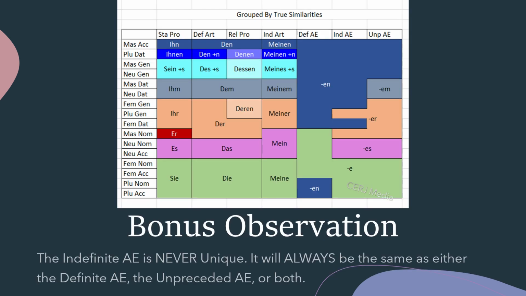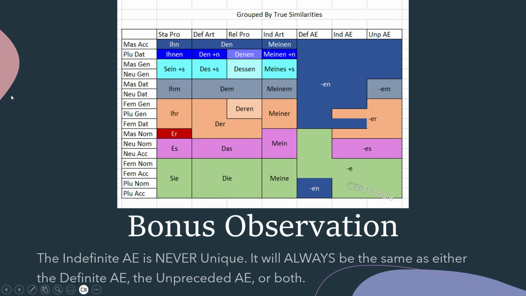Now, bonus observation. If you haven't noticed, the indefinite adjective ending is never unique. So just keep that in mind. There is never going to be an instance where the indefinite adjective ending is wholly unique and isn't the same as at least the definite or the unpreceded adjective endings. In some scenarios, it's the same as both. But in every scenario, it is the same as at least the definite or the unpreceded adjective ending. It is never going to be completely unique.